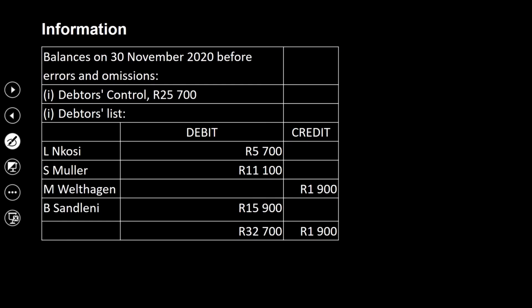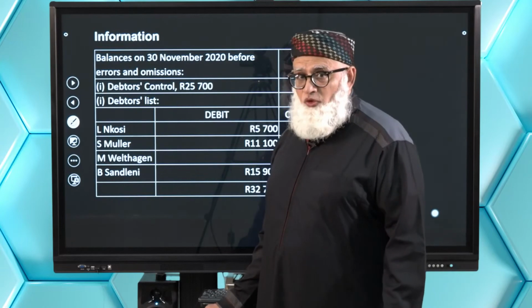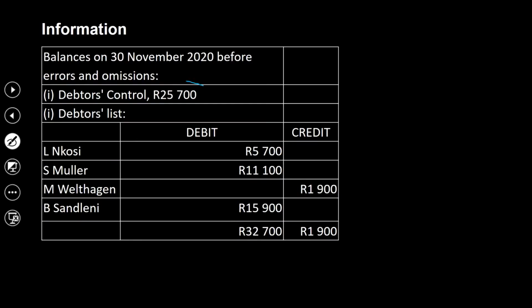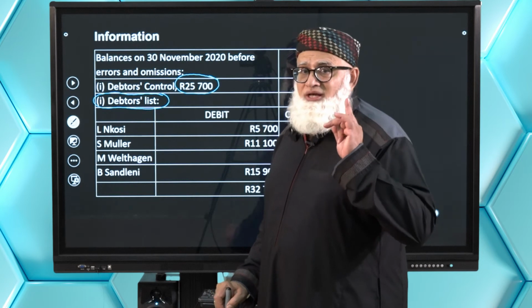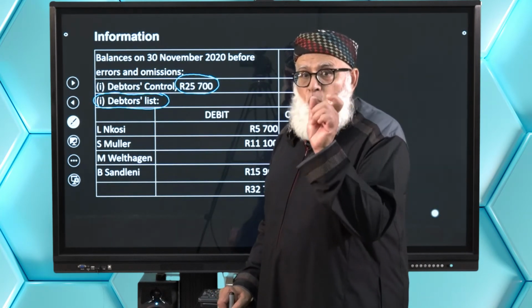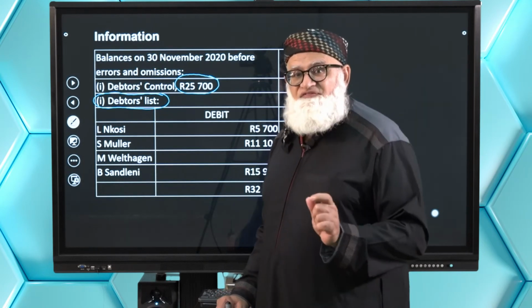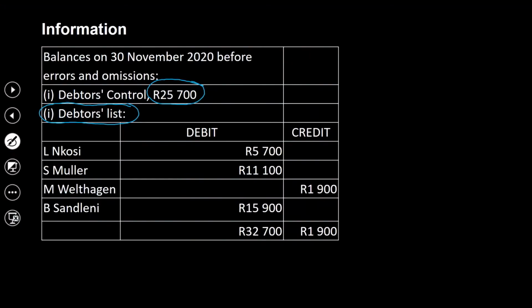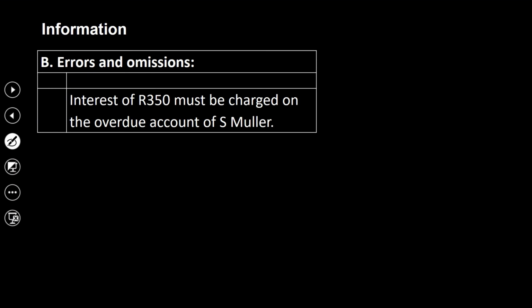Okay, first one. There's my debtors list. You've seen it before. The debtors control account has been adjusted already. Remember, we've done that. We've completed that process. We're now at the point where we're working with the debtors list, and we're taking each of those adjustments in terms of errors or omissions, and seeing how it is going to affect my debtors list. Okay, here goes. First one.